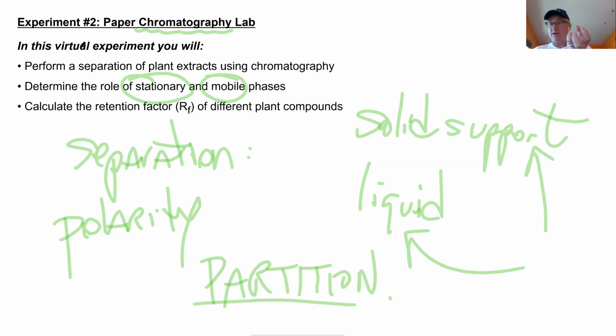But basically, molecules will partition or separate themselves based on whether they have more affinity for the solid support or more affinity for the liquid. So if something has more affinity for the liquid, when we spot it on the solid support or on the paper, what happens to it?